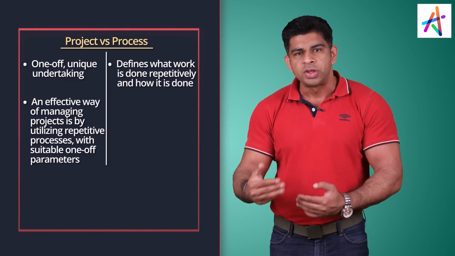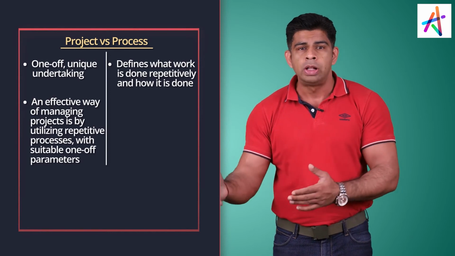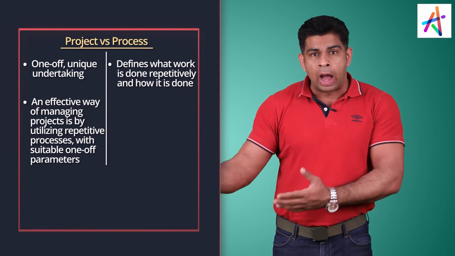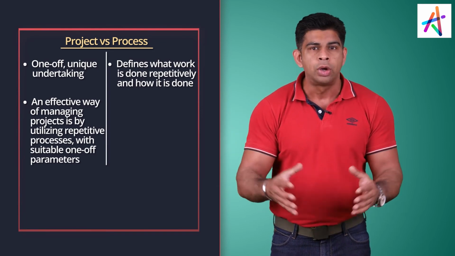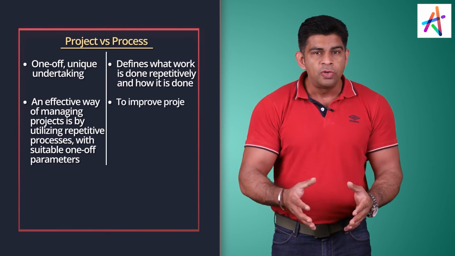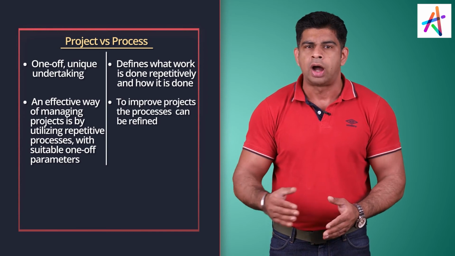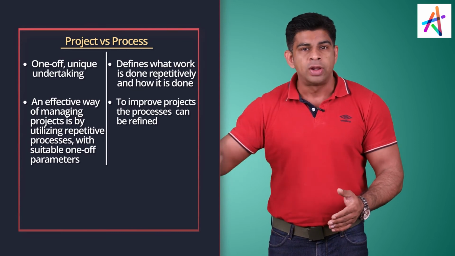You have multiple processes that have to be taken up to be able to effectively manage a project with suitable one-off parameters, right? So to complete a project, if you want a repeatable outcome or you want the predictability to go up, you need processes which have to be executed with higher maturity. To improve projects, the process can be refined. You can never say that you have reached the highest level of maturity. Maturity is a journey. Over a period of time, you have to keep on enhancing it. Companies which become adamant that they have reached the highest level of maturity and there is no scope of improvement eventually decline.